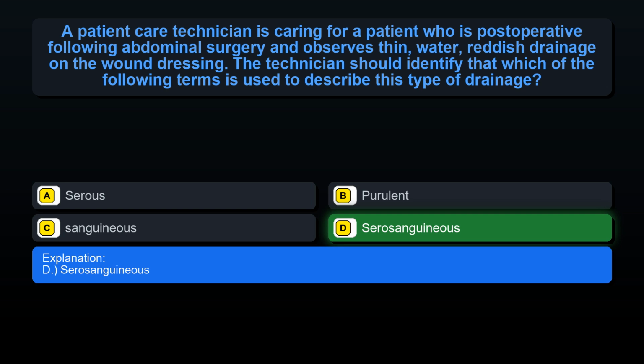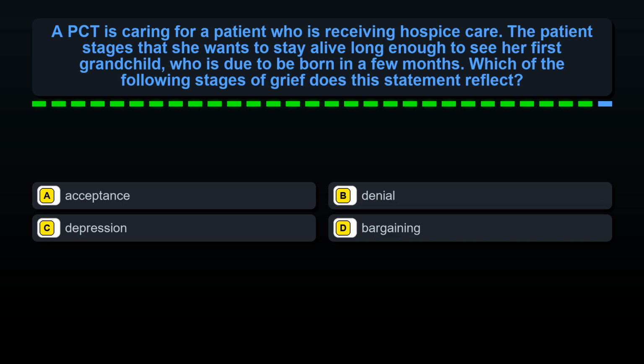Question 39. A PCT is caring for a patient who is receiving hospice care. The patient states that she wants to stay alive long enough to see her first grandchild, who is due to be born in a few months. Which of the following stages of grief does this statement reflect? Option A, acceptance. Option B, denial. Option C, depression. Option D, bargaining.